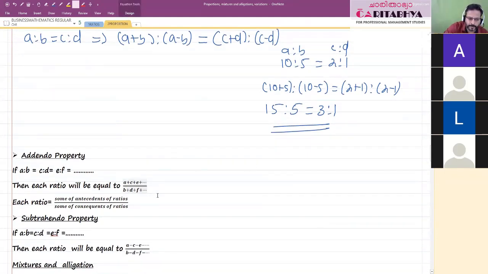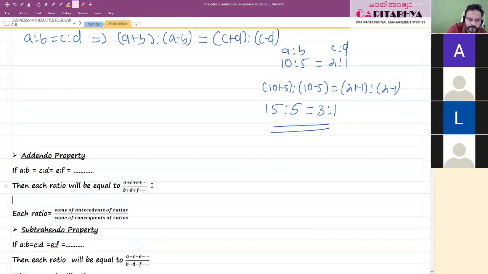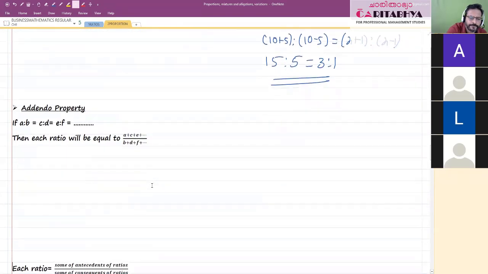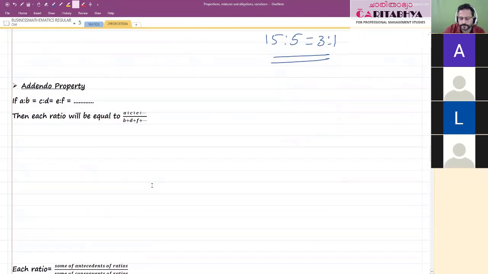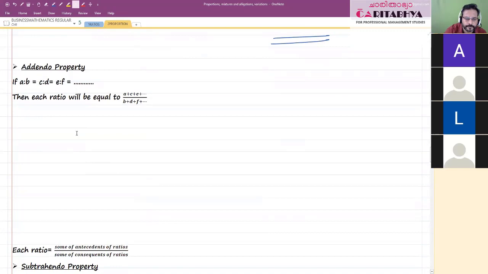Next one, addendo property. It's very important. Addendo property. Okay.